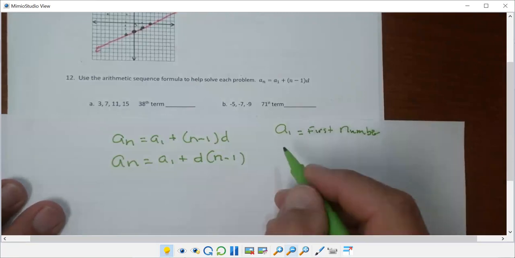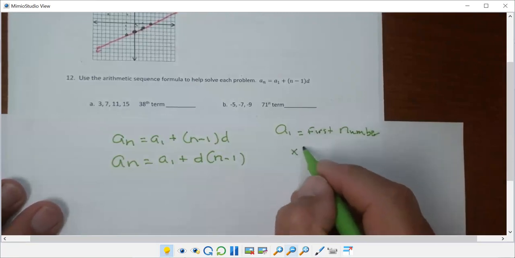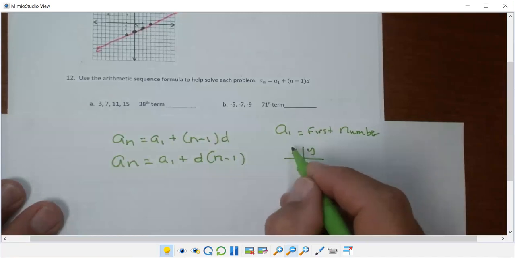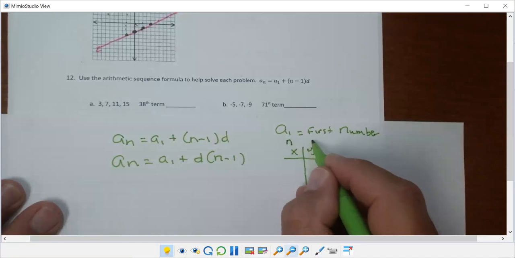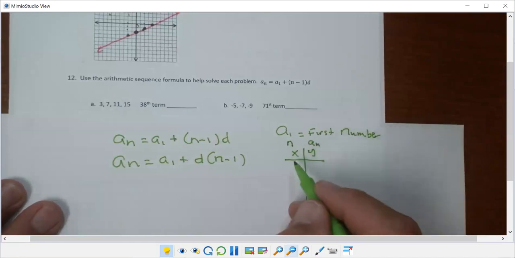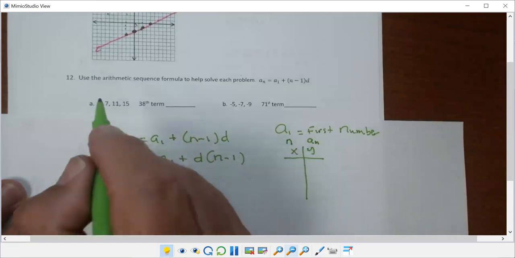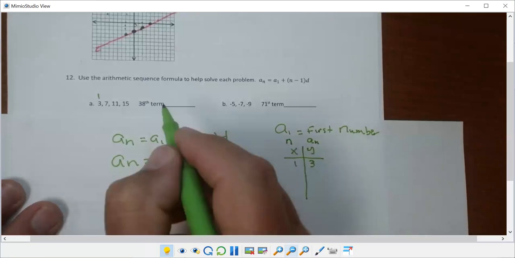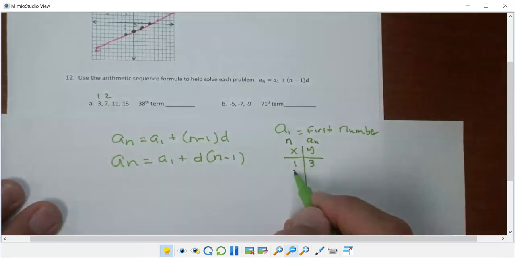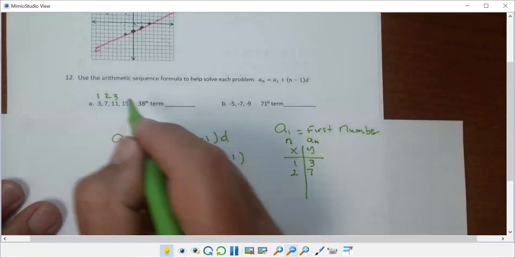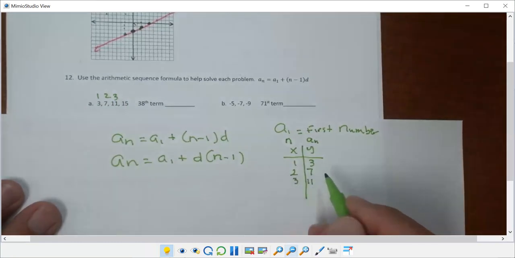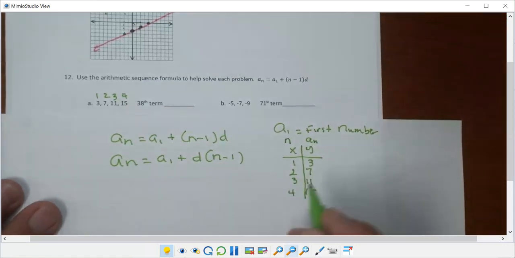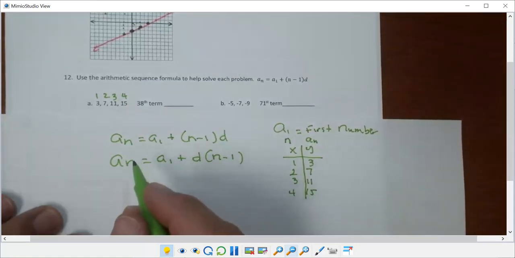All right, so let's look at our numbers. We have 3, and then let's make a little table so we can see it really well. Out of habit, I accidentally put x and y. This right here is my n value. This y is my a_n value. My first number is a 3. My second number is 7. My third number is 11. And then my fourth number is 15.